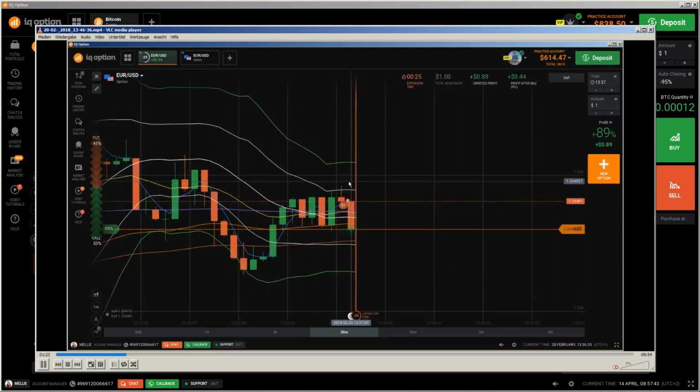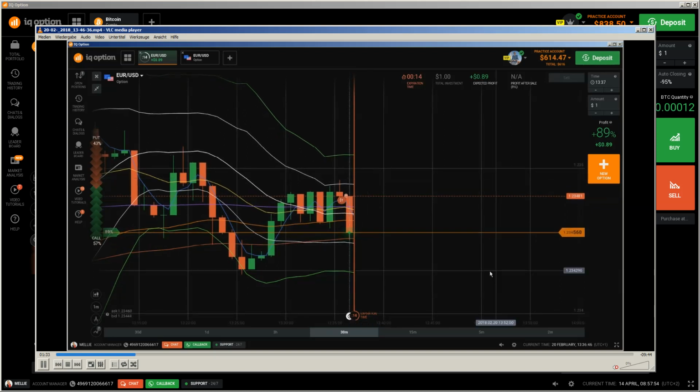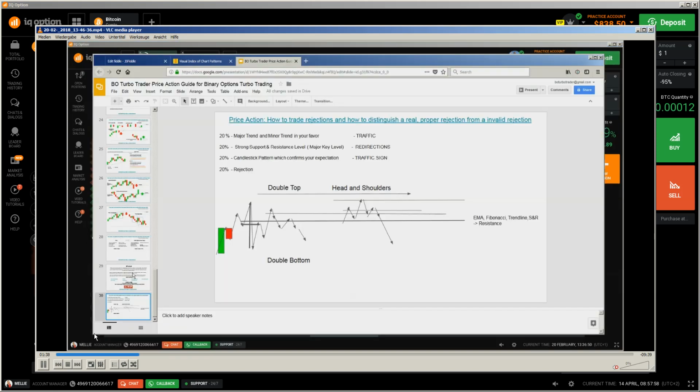And we have no strong trend. That is an important part. If you are doing reversal trading setups, you have to be careful that there is no strong trend. That is what it is about.